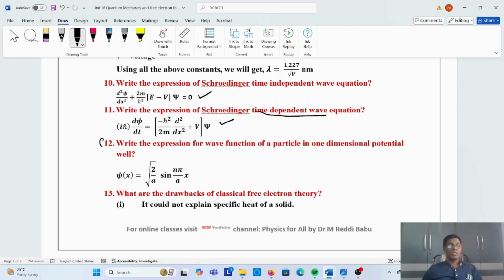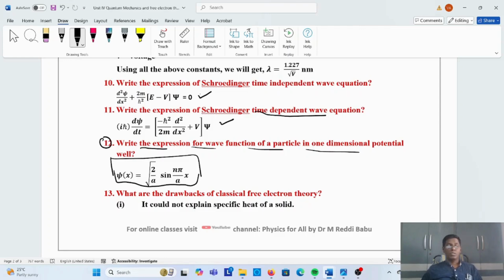Next, 12th question. What is the 12th question? Write the expression for the wave function of a particle in a one-dimensional potential well. You can write the equation directly from the particle in a one-dimensional potential well. You can take that equation as it is here: psi of x is equal to root of 2 by a into sin of n pi by a into x. That is the expression obtained from the equation of a particle in a one-dimensional potential well.